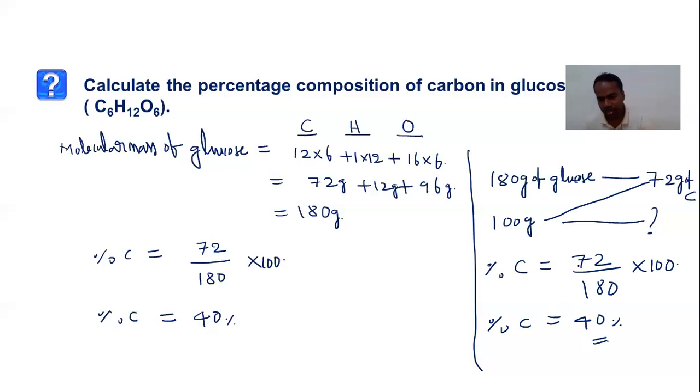So this is the way. If you observe both formulas, 72 by 180 into 100 is the same. This is the logic behind this formula. Now you know how this formula came, and you get more clarity. I hope you could understand how to calculate the percentage of any element in the compound. Shall I move to the next slide?